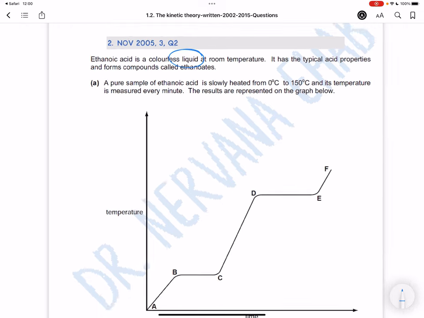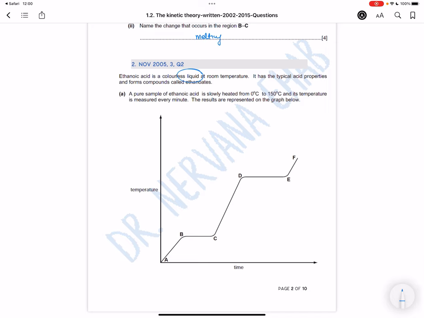The results are represented. So, it looks like they started with a solid, and then it started melting here between BC, and then it became liquid, and then at DE is boiling, right? And then EF is gas, all right? And then in one of the questions, it will say how would it continue? So we're going to get into that.